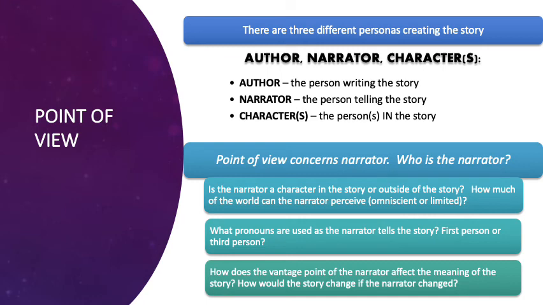So the point of view concerns the narrator. Who is the narrator? Is the narrator a character in the story? Is the narrator talking about him or herself? That's one type of point of view, first person. The narrator could be in the story and also talking about other characters, but they're also talking about themselves. Or the narrator could be someone over and above, talking about the story. And if so, how much knowledge do they have? How much do they know about the characters they're talking about?